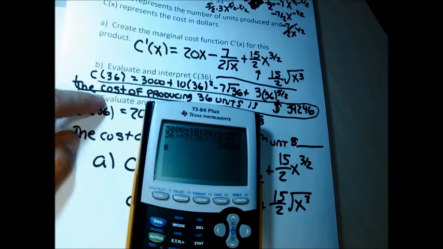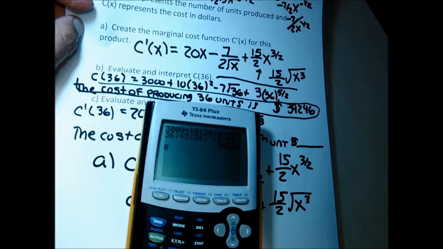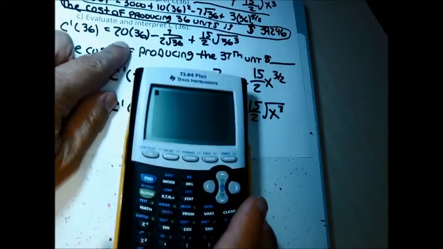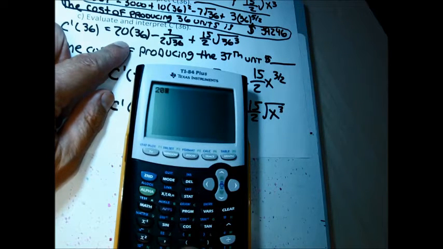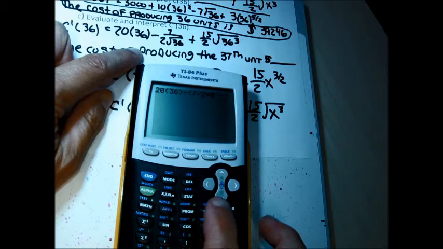Oh, I just plugged it into the original function. Did I? Oh, I did plug that into the original function. I should be looking at this line that I covered up. I should have been going 20 parentheses 36 minus parentheses 7 divided by 2 times, oh boy, I'm afraid.